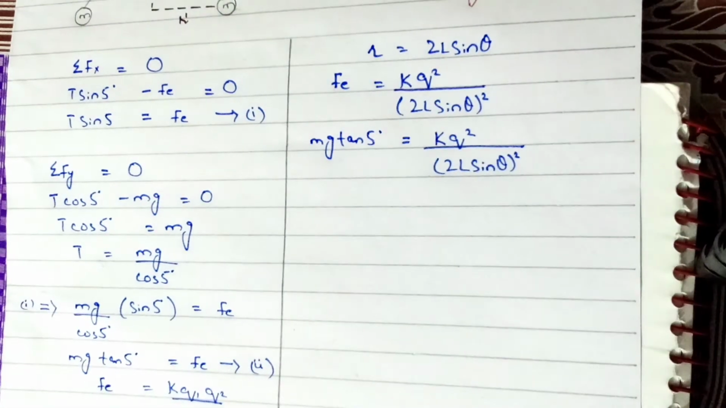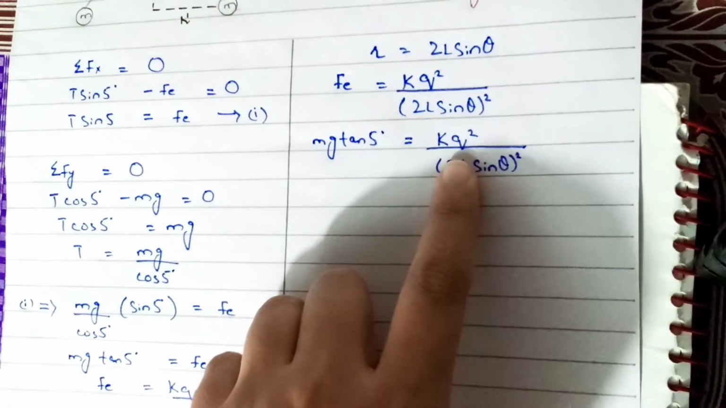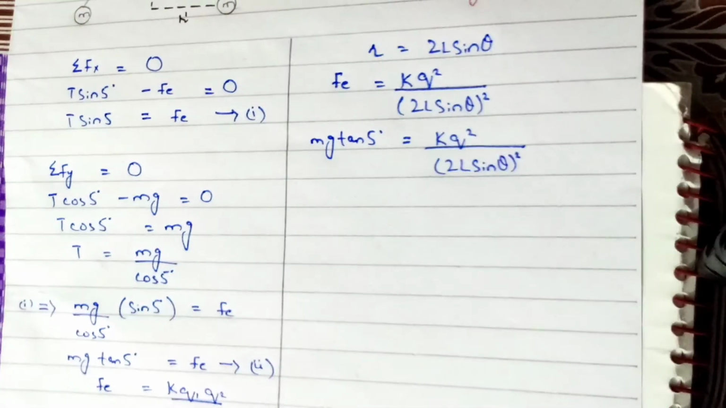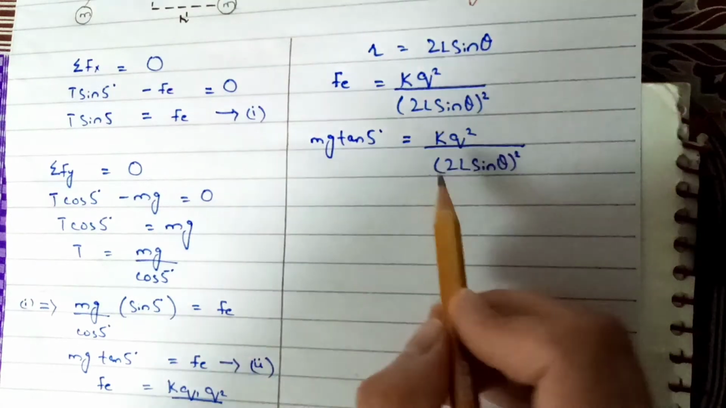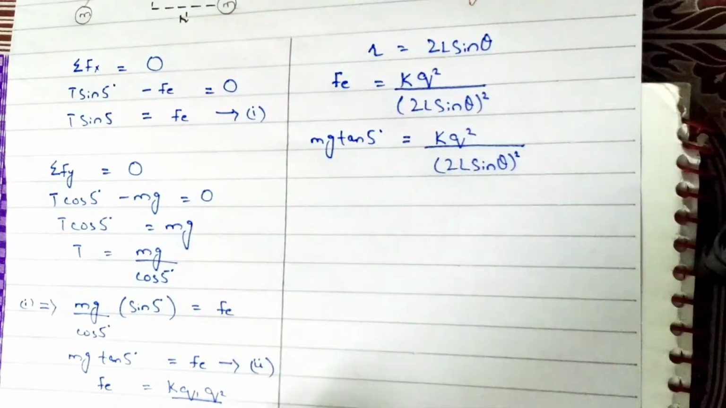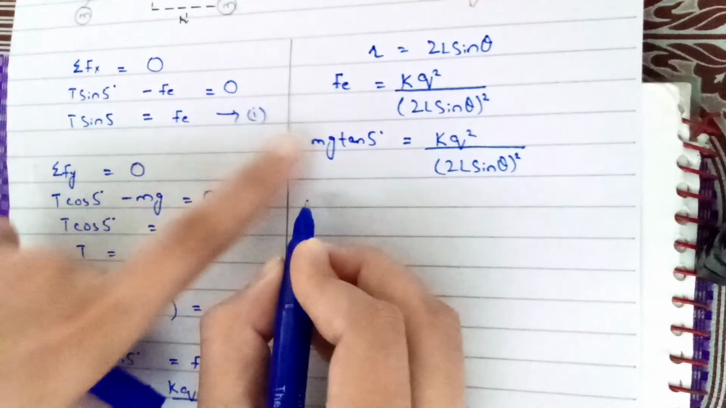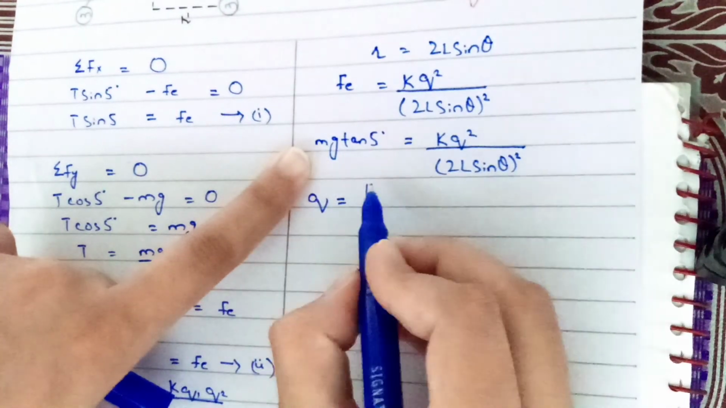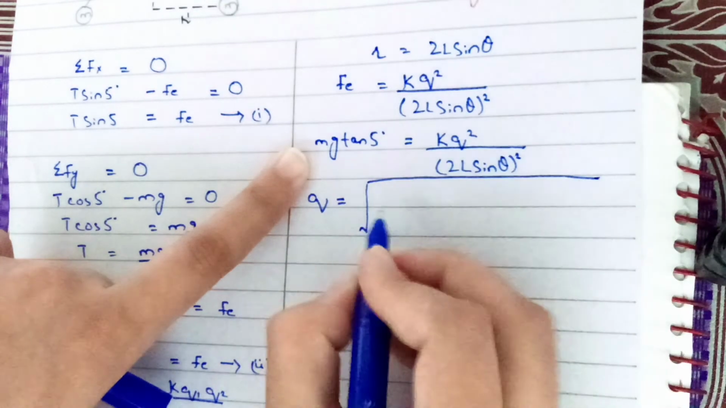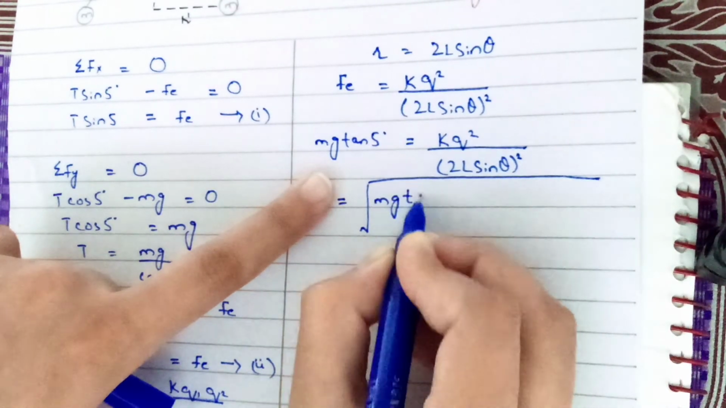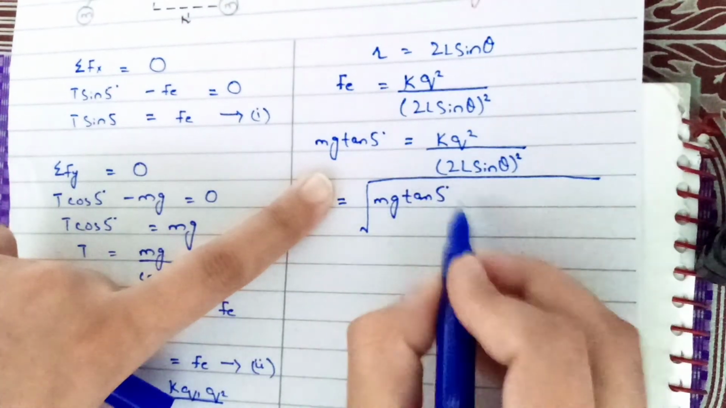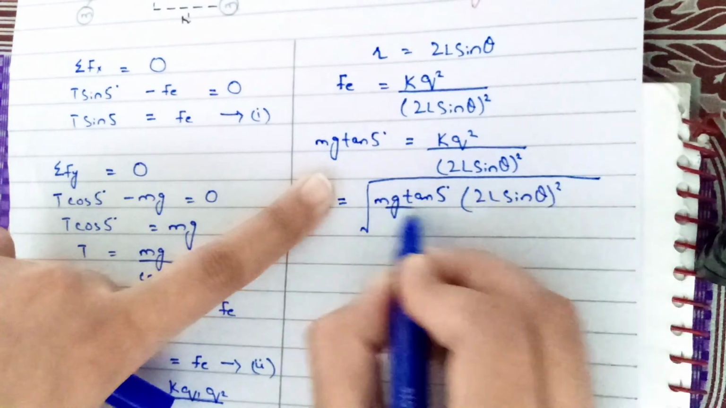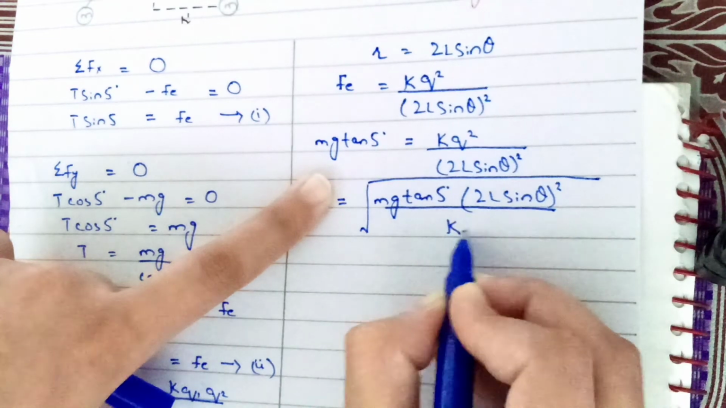Now, students, I had to find the magnitude, that is Q, right? So what I have to do is find this equation for Q. So for Q, this equation will become Q equals under root of MG tangent 5 degrees times 2L sine theta whole square divided by KE.